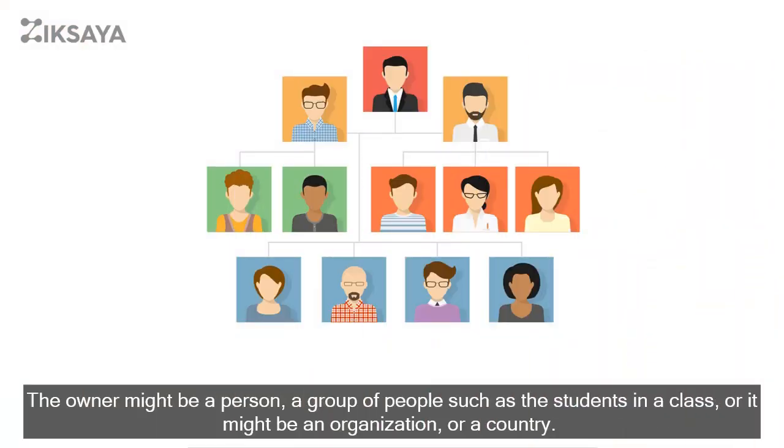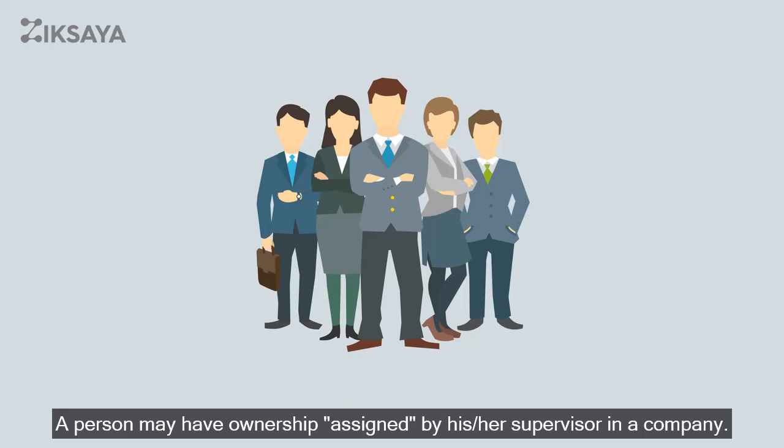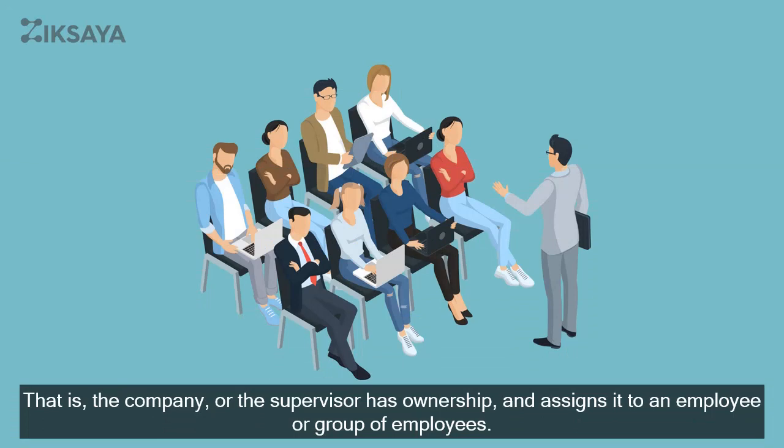The owner might be a person, a group of people such as the students in a class, or it might be an organization, or a country. A person may have ownership assigned by his/her supervisor in a company. That is, the company, or the supervisor has ownership, and assigns it to an employee or group of employees.